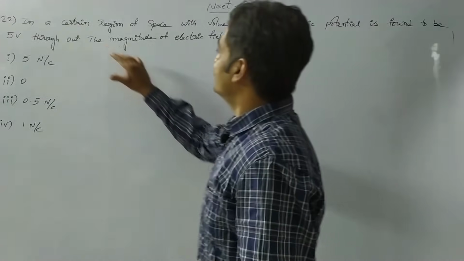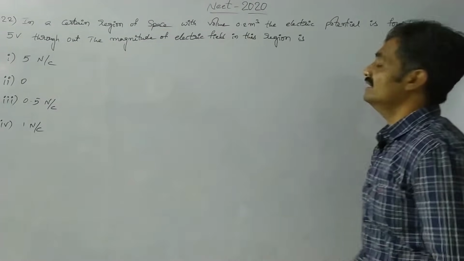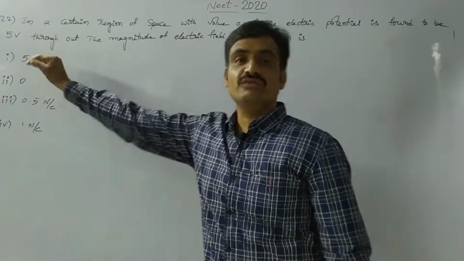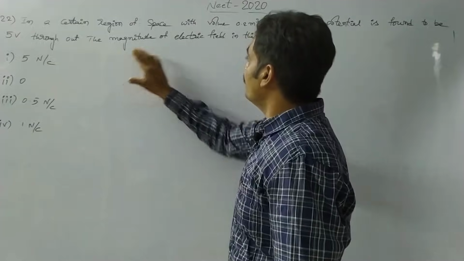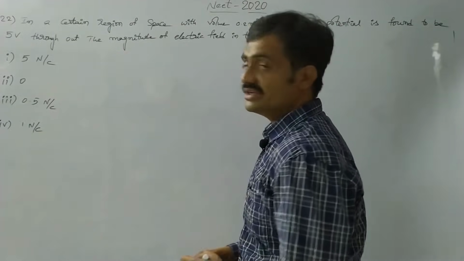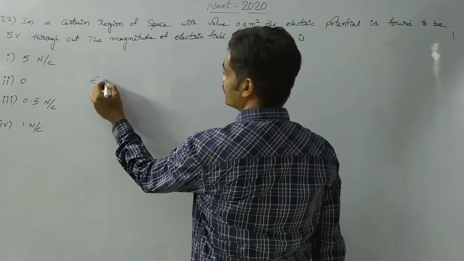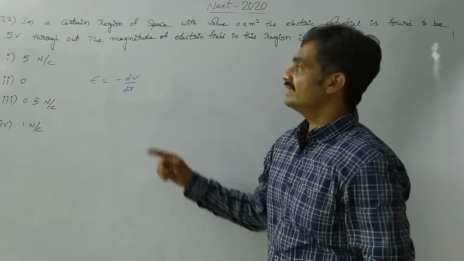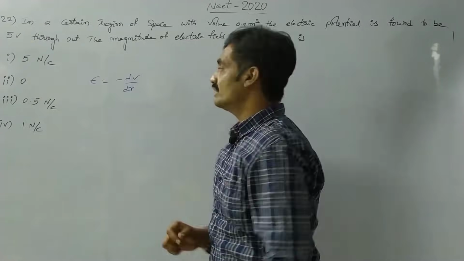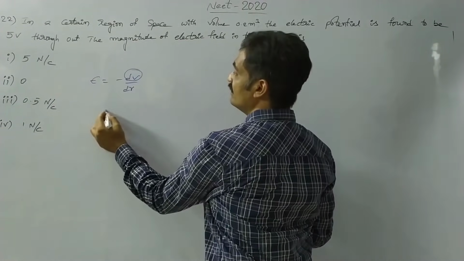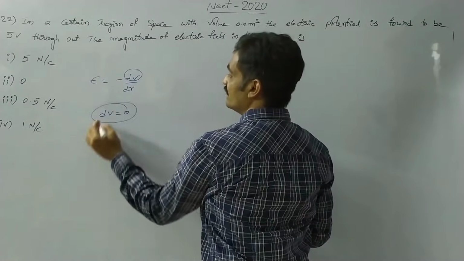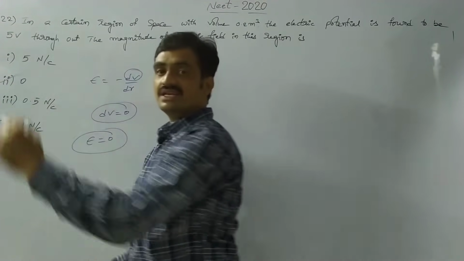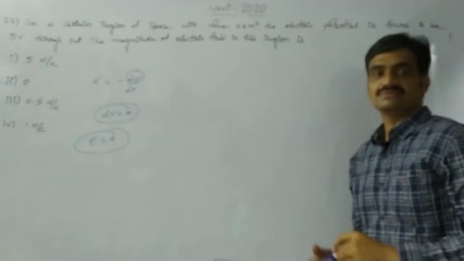The next question is, in a certain region of space with volume 0.2 meter cube, the electric potential is found to be 5 volt throughout the body. The magnitude of electric field in this region is, we know that electric field is given as E equals minus dV by dr. Here it is given that the electric potential is 5 volt throughout the body, so the change in potential will be 0. Based on that we can say that electric field will be 0. Option is 2. Take a screenshot, we will continue.